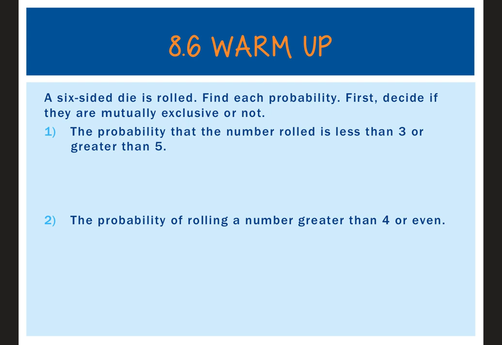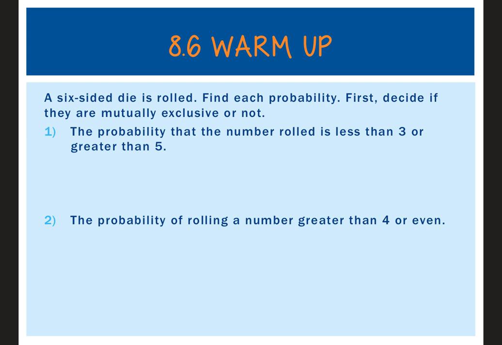Find each probability, first decide if they are mutually exclusive or not. And we're talking about the probability that the number rolled, not the probability of like the sum. But remember, if we had two dice, we'll talk about that box again. You're going to want to know how to build that box specifically on your test. So make sure that we go back to it at some point.